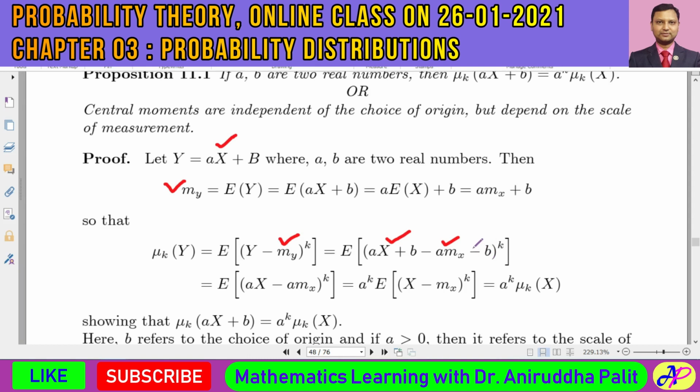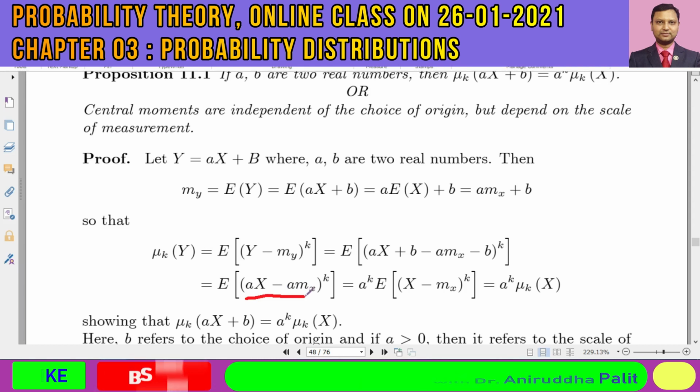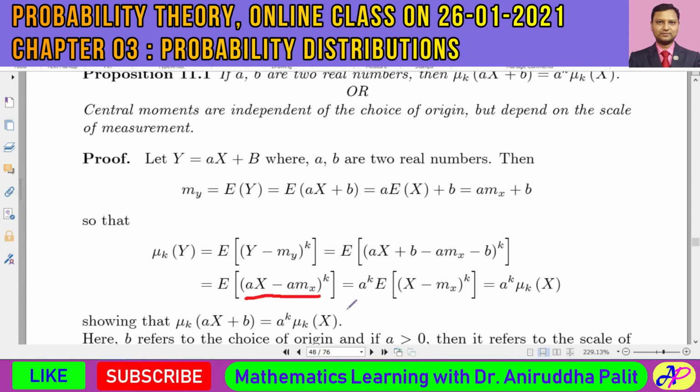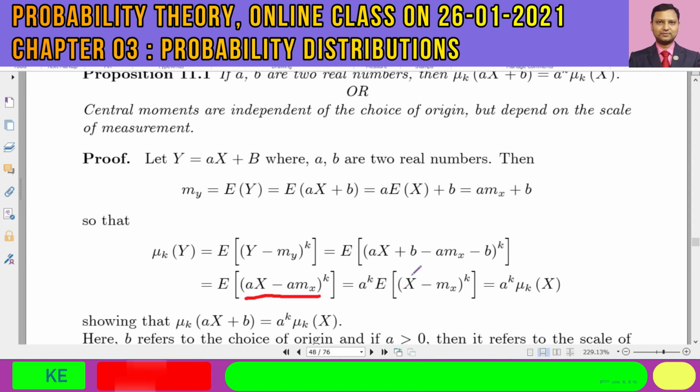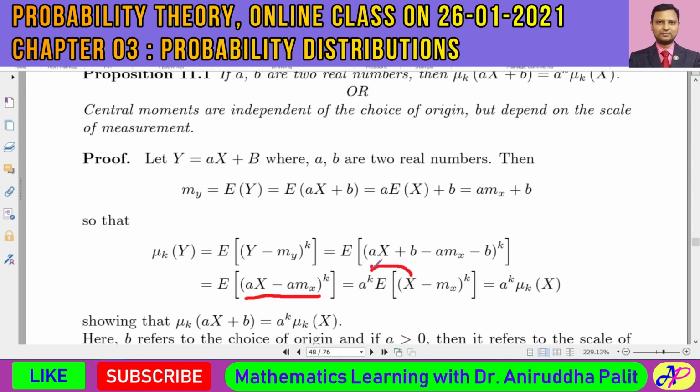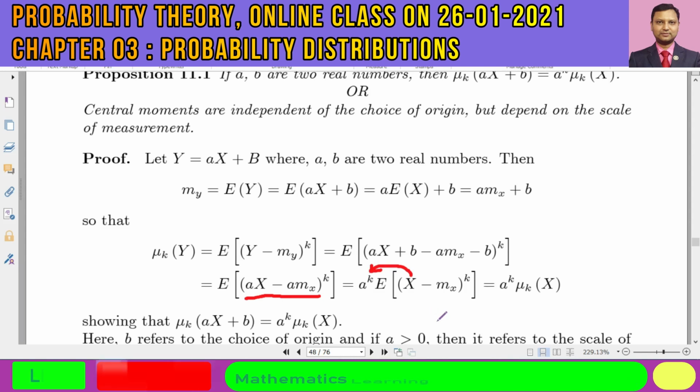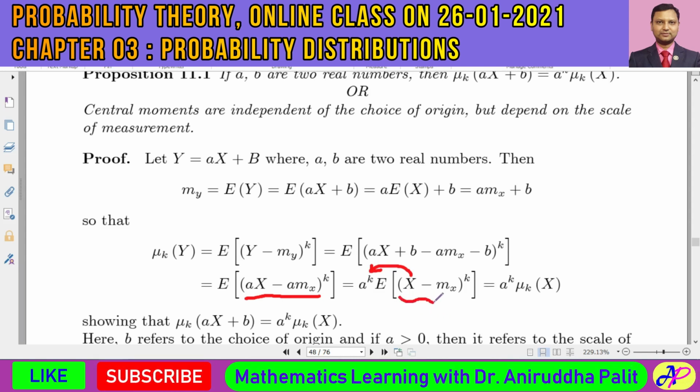So ultimately minus b would come, and this negative of b and this positive of b would cancel each other. In this way, we shall have the expression ax minus a into mx, whole to the power of k. From this expression, you can take a to the power of k outside this expectation. The expression within this bracket would be x minus mx, whole to the power of k, its expectation. That is actually the kth moment of x.